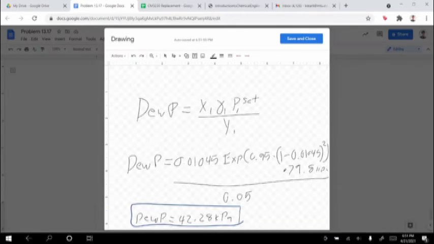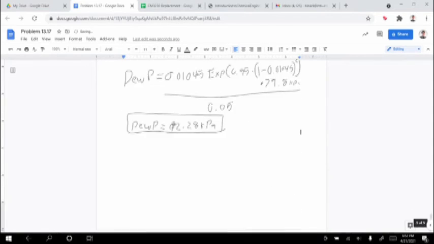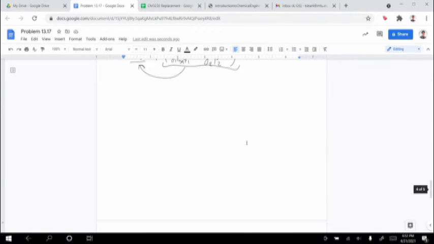So moving on to part C, we are asked what are the azeotrope composition and pressure for the following temperature. So we're trying to find the azeotrope, and the definition of azeotrope is that the vapor composition is equal to the liquid composition. Another way of saying that is just that y1 is equal to x1.